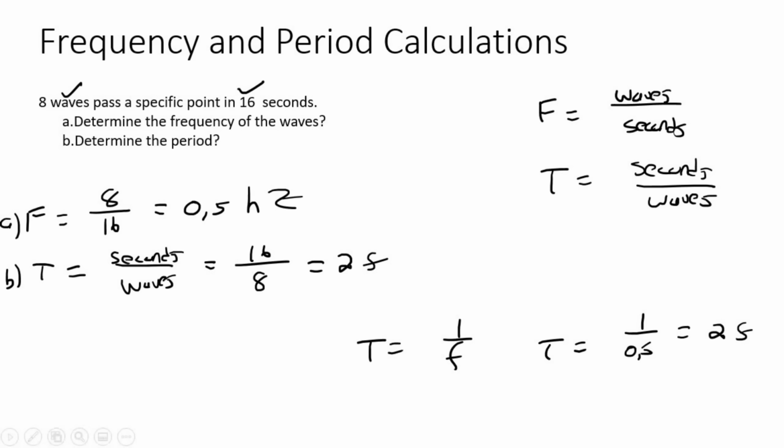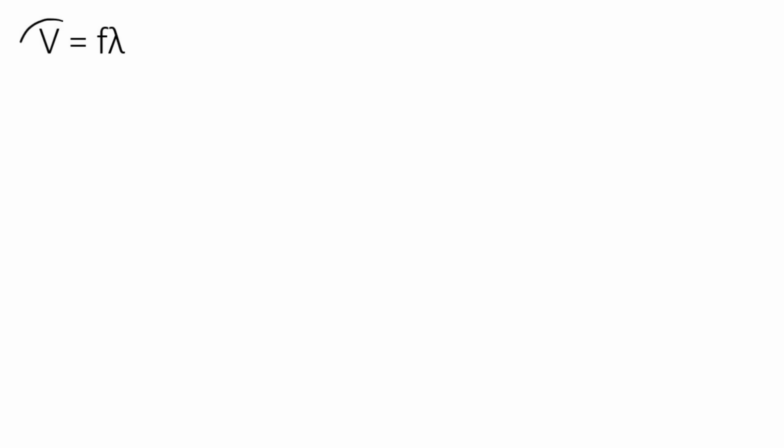Okay. Right. Now we're just going to go talk about this formula over here, and we'll do a few calculations on that, and then we're done. V equals F times lambda. I'm going to show you where that all comes from. Do you remember your basic formulas for distance, speed, and time? Well, we used to use this triangle, okay? And that gives us our formulas for distance, speed, and time.